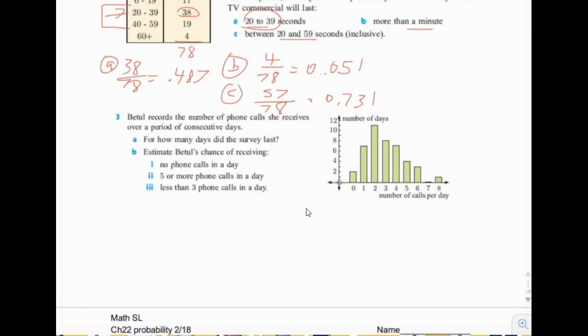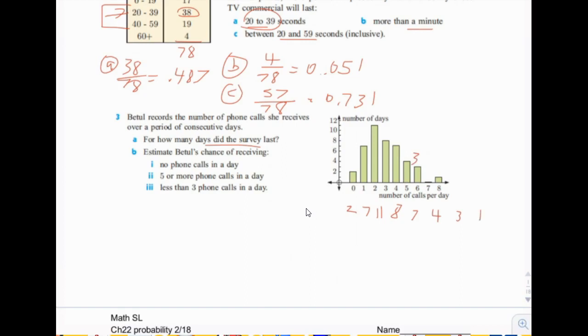Betul records the number of phone calls she receives over a period of consecutive days. For how many days did the survey last? So number of calls per day, number of days. I think we're going to have to add up all these bars. So we got 2, we got 7, we got 11, we got 8, we got 7 again, we got 4, we got 3, I think. This would be 3, this would be 0, and 1.